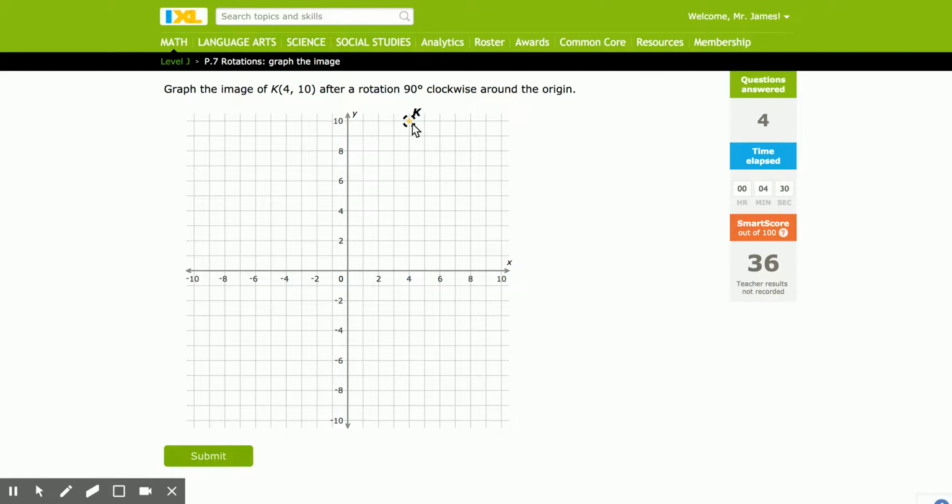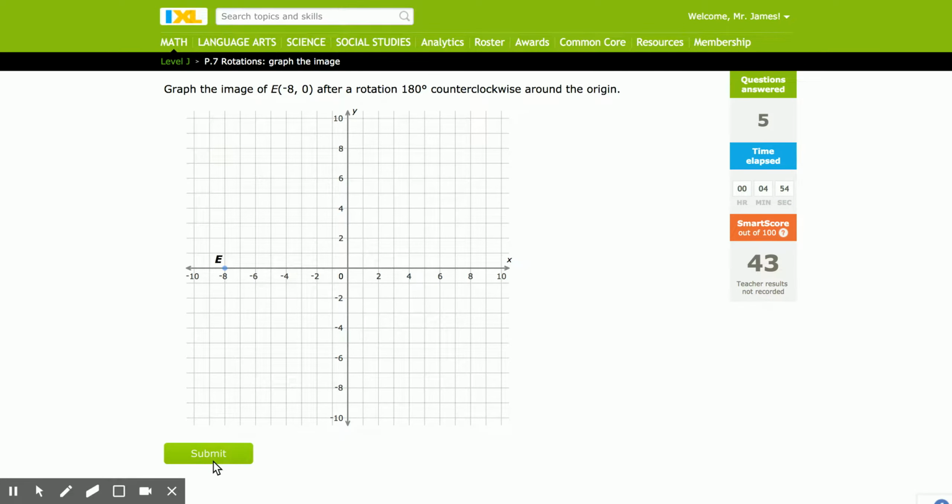And then we've got this point 4, 10 clockwise around the origin, which means we're going to move into this quadrant over here. And so instead of being 4, 10, it's going to be 10, 4. But the 4 has to be negative because after all, we're in the fourth quadrant here, in which the y coordinate must be negative. This point is rotating 180 degrees counterclockwise. So it's going from here over to here.